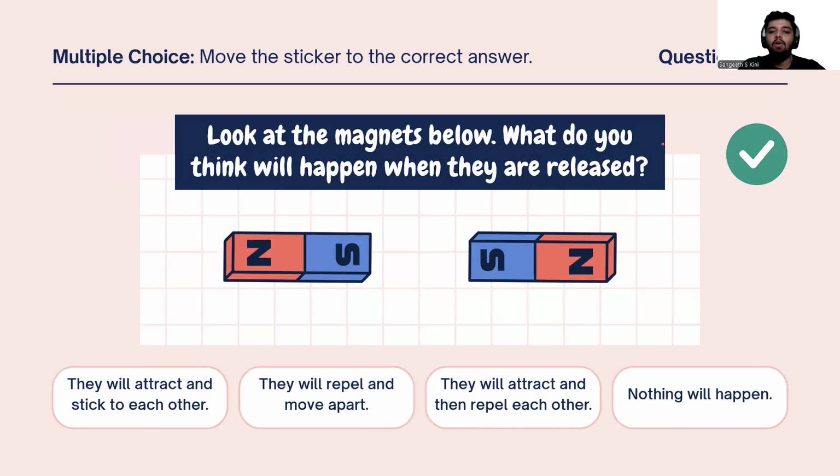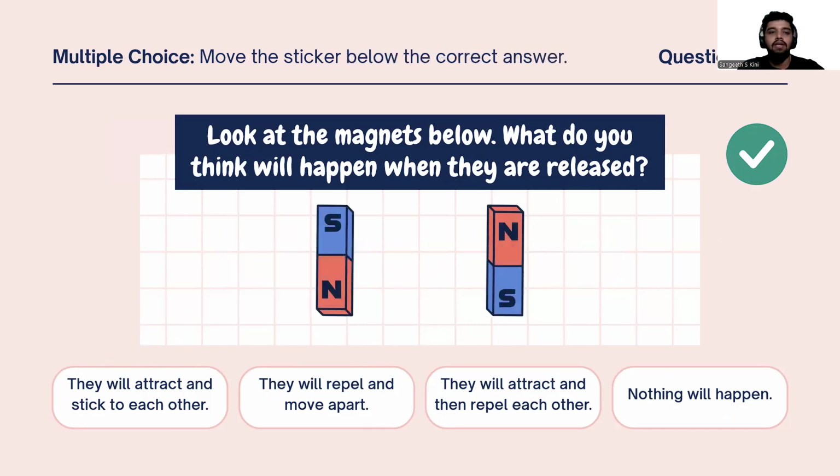Next, look at the magnets below. What do you think will happen when they are released? This is the south pole and this is the south pole. These are like poles, so they will repel each other. They will move apart. The first option is they will attract. No, this is not right. They will repel, and yes, this is correct. The third option, nothing will happen. No. So the second option is correct.